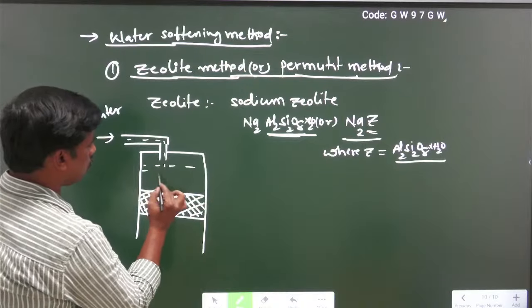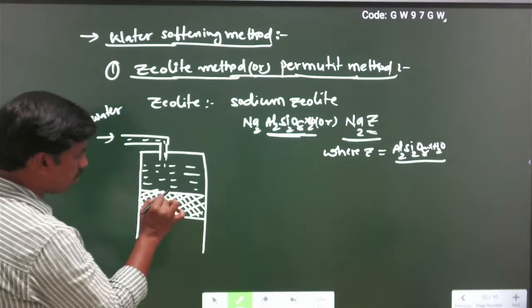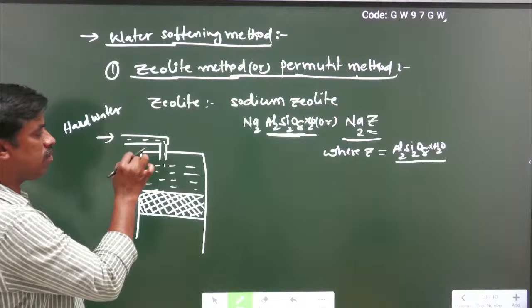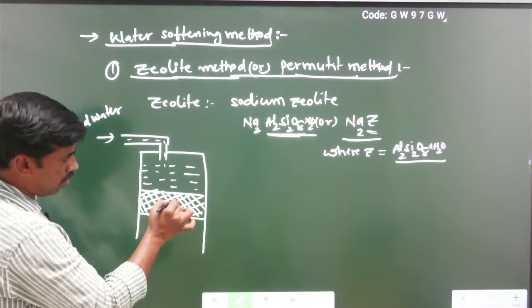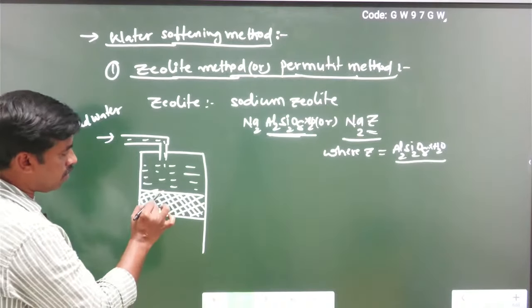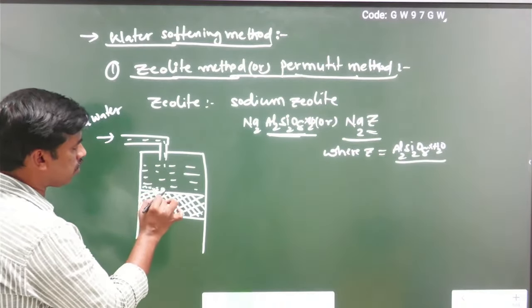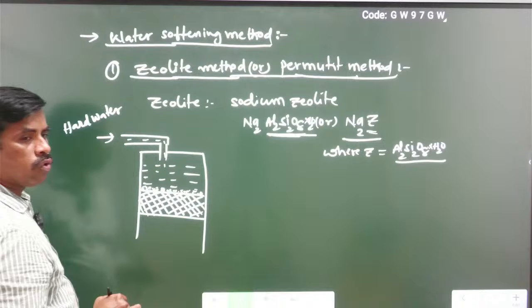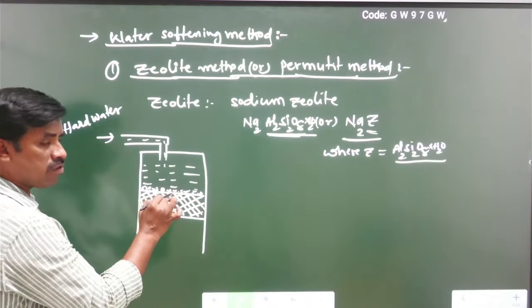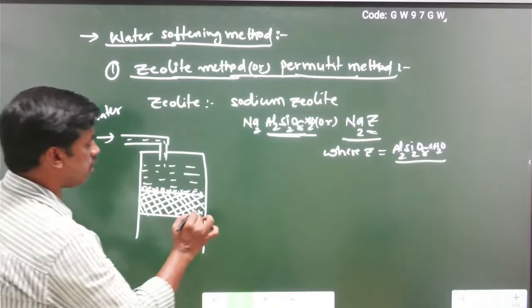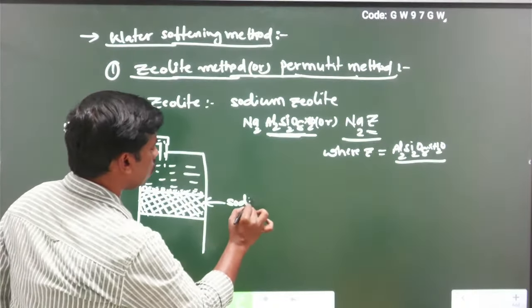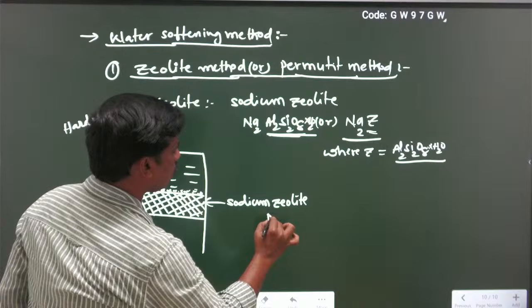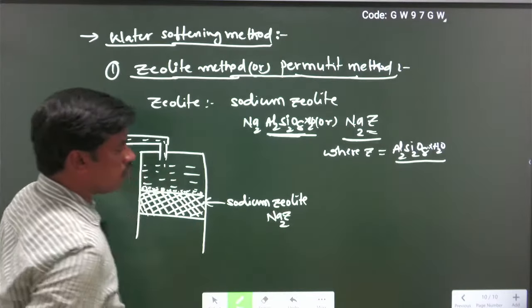Whenever water comes towards the zeolite bed, the water has already dissolved calcium and magnesium salts. Whenever the dissolved salts come towards the zeolite bed, the dissolved suspended impurities are stopped on the surface of this bed. Only water molecules come down. What is this bed? Sodium zeolite, which is written as Na2Z.